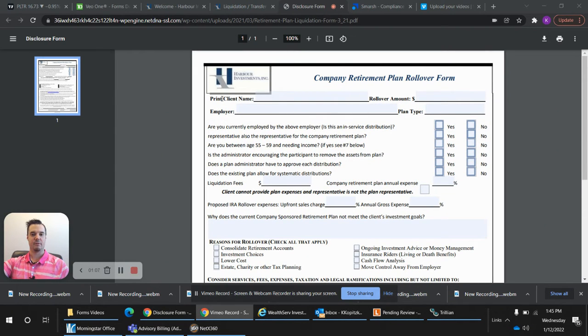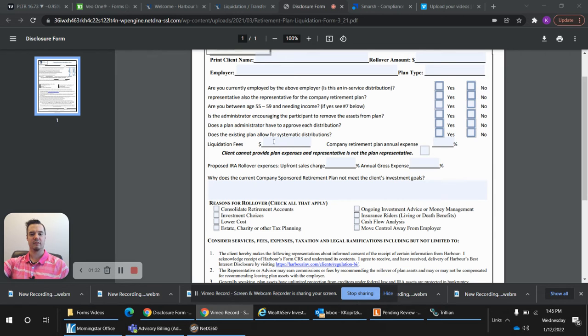At the very top, we'll have the client name and the approximate amount that's being rolled over. It does not have to be exact. We'll have the employer name, say for the sake of argument, St. Mary's Hospital, and the plan type would be 403b. All of these questions here have to be answered, and they pertain to the current employer plan.